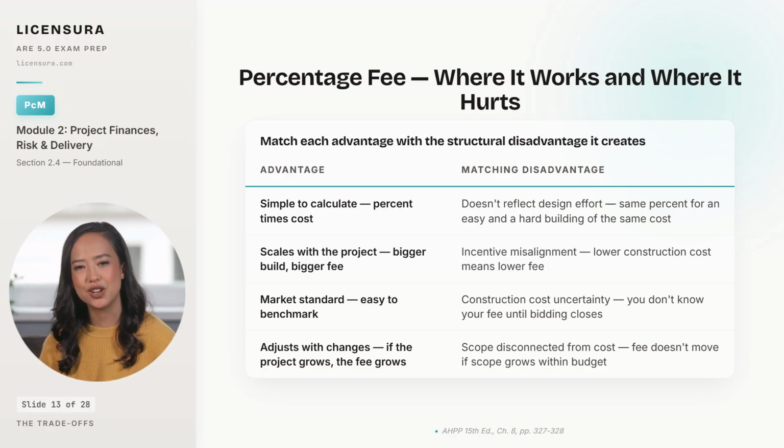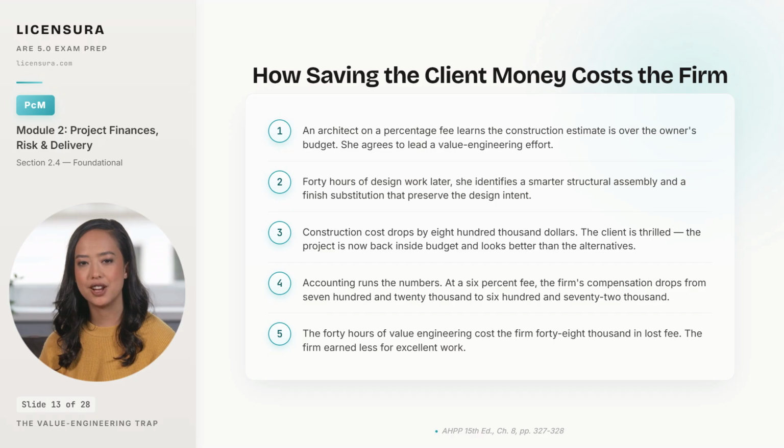The most dangerous version of these trade-offs is what happens when you do excellent value engineering work. Let me walk through it. Here is the trap, walked from start to finish. An architect working on a percentage fee learns that the construction estimate has come in over the owner's budget. She offers to lead a value engineering effort because that's what a good architect does. 40 hours of focused design work later, she has identified a smarter structural assembly and a finished substitution that hold the design intent while removing significant cost.